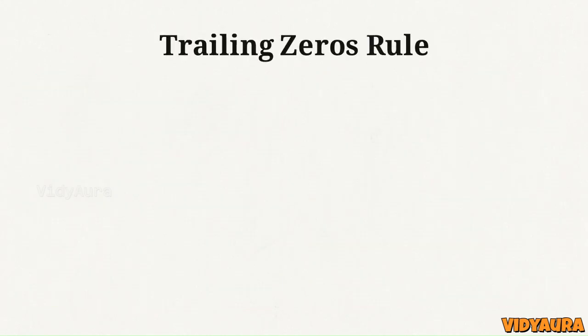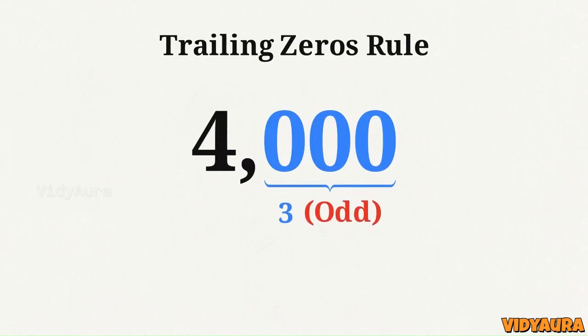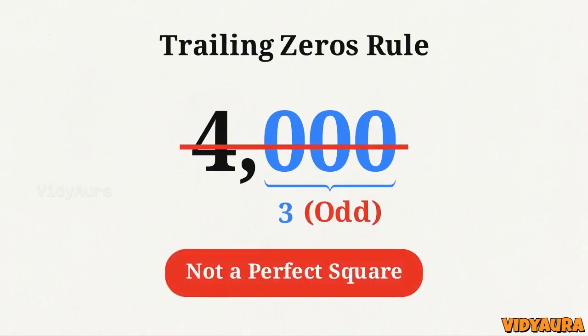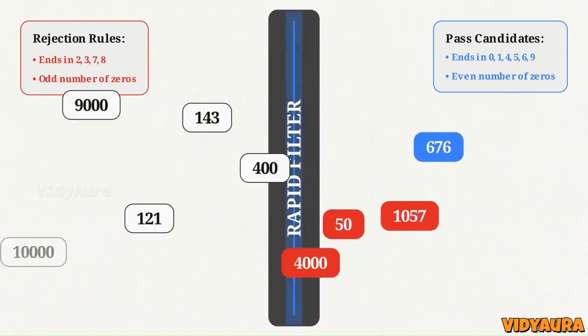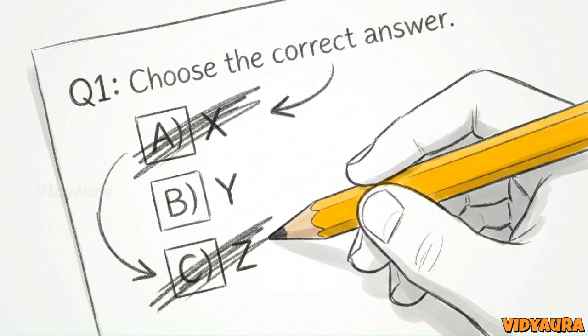The same logic applies to zeros. Take the number 4,000. Because it has exactly 3 trailing zeros, an odd number, it cannot mathematically be a perfect square. Checking the last digit and counting zeros acts as a rapid filter. When you're under time pressure in an exam, you can immediately eliminate impossible answers before you write down a single equation.